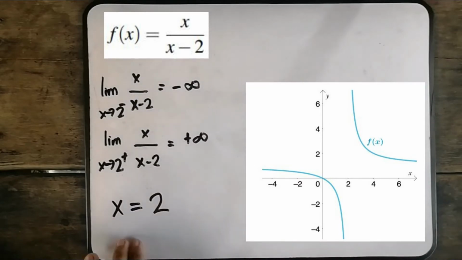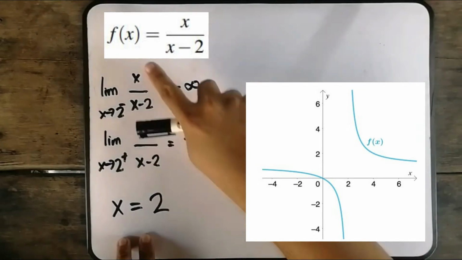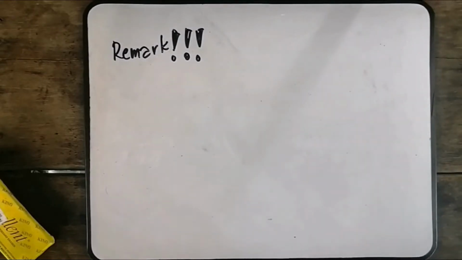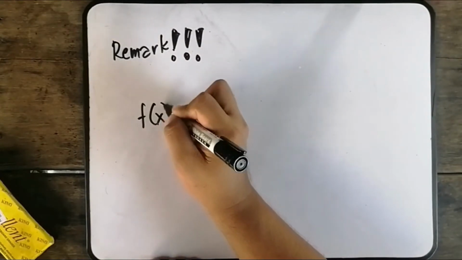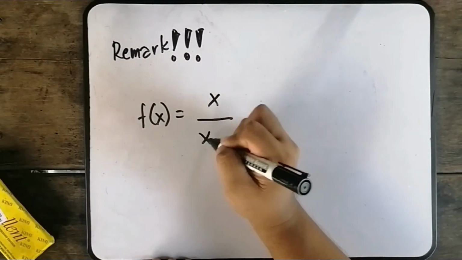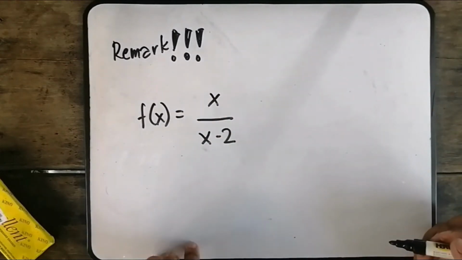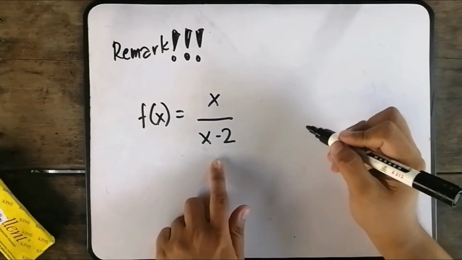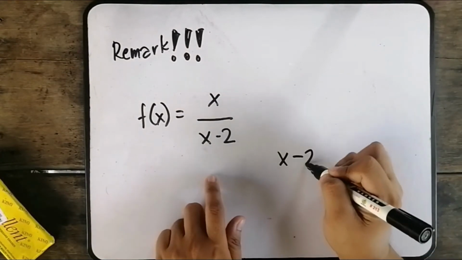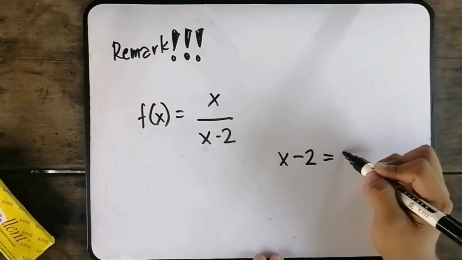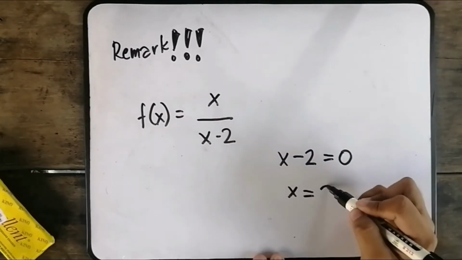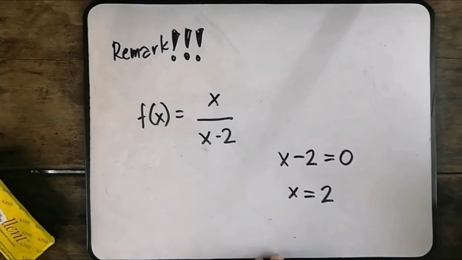Observe here that x equals 2 makes our function undefined. Therefore, to easily determine the possible equations of vertical asymptotes of a function, we should check for which value or values of c will the function be undefined. In case of the function f of x equals x over x minus 2, observe that this will be undefined at x minus 2. Therefore, if we equate this to 0, then the vertical asymptote is at x equals 2.